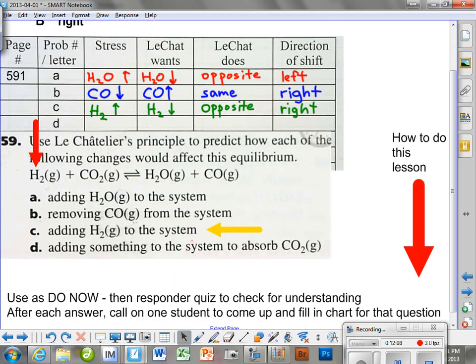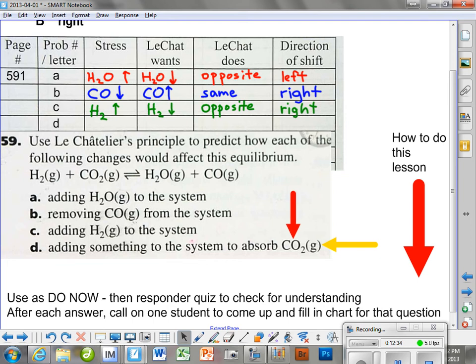And then our final problem looks like an adding problem, but it's not. What's being added? We're adding something to the system that absorbs carbon dioxide. So if it absorbs carbon dioxide, that means it's like removing it.